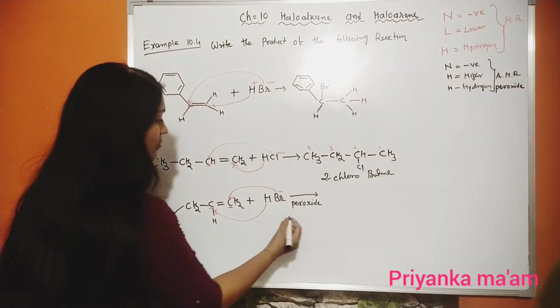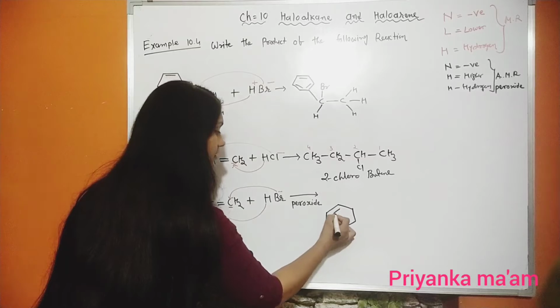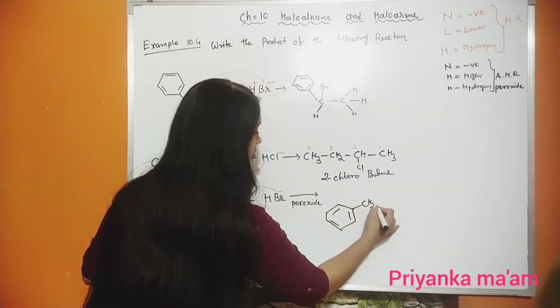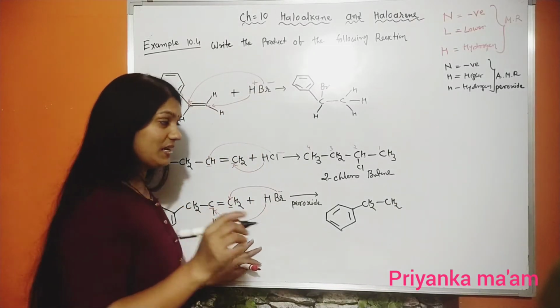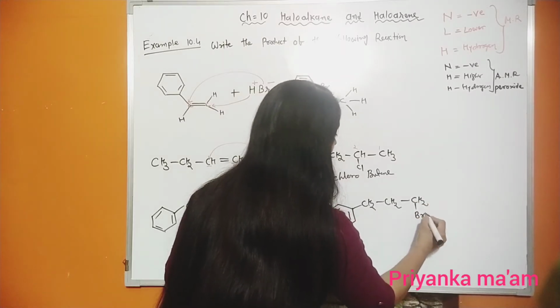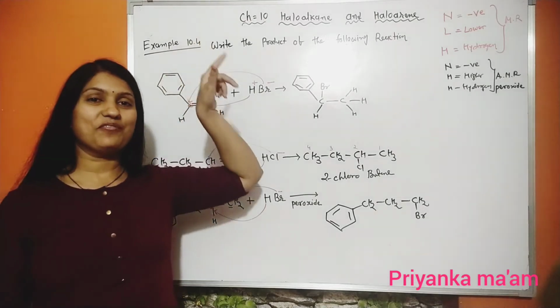Now, please form your product. CH2, CH2, double bond converts to single bond, CH2 attached with Br. Okay, it is very easy. It's completed, 10.4 question.